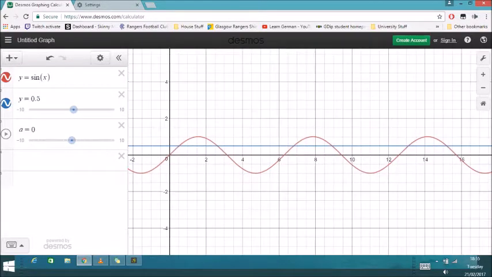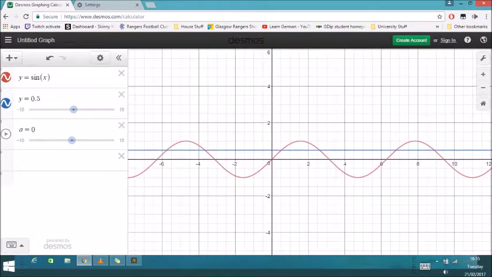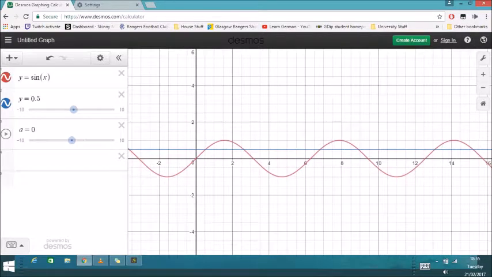So here's the solution, pi over 6, 30 degrees, but as you can see there's another solution and another and another, and it just keeps going because that's how trig functions work. If there's one solution, there's going to be many, and it goes backwards as well.